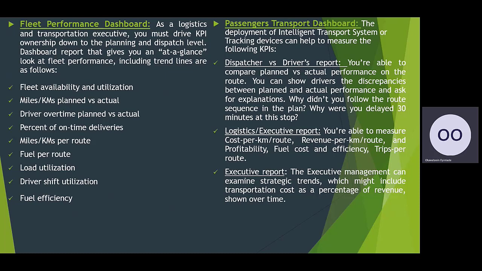So they want to know, per time, what's the cost per kilometer, what's the revenue per kilometer, what's the revenue per bus, what's the profitability, which route is doing well in terms of profitability. What's the fuel cost per service route? What is the fuel efficiency per trip? So these are some of the reports that are generated and sent to the executive report, so they're able to look at it. If there's any route that is calling for attention, they're able to quickly work on it.